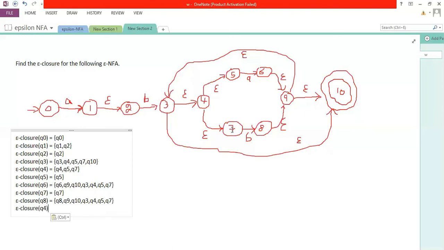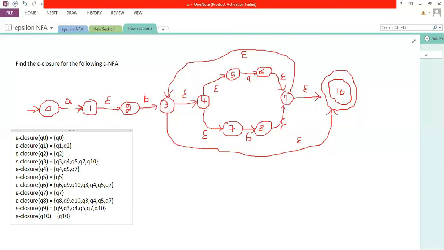Then epsilon closure of Q9. Epsilon closure for Q9 is Q9, Q3, Q4, Q5, Q7, and Q10. On the other hand, at the end, we can say epsilon closure for Q10 is only Q10 because we don't have any other states there. Hope that's clear. So you can easily write it.